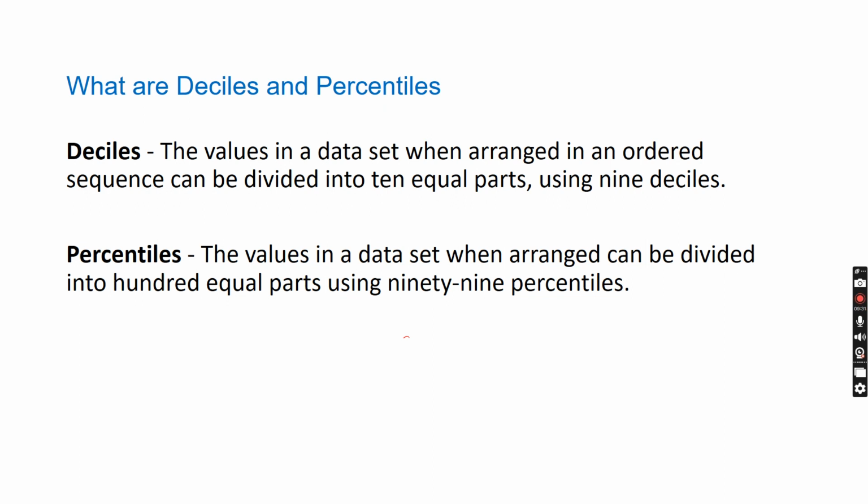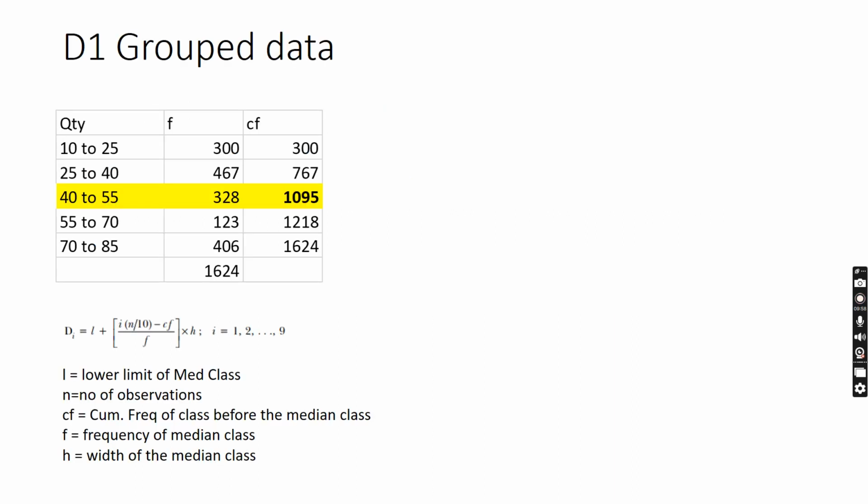Moving on, what are deciles and percentiles? The values in a data set, when arranged in an ordered sequence, can be divided into 10 equal parts, called deciles. So we can use 9 deciles to divide the data into 10 equal parts. And in percentile, we can divide the data using 99 percentiles. So let's look at the calculation.